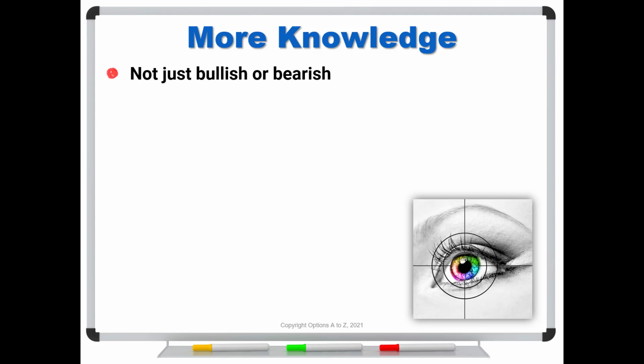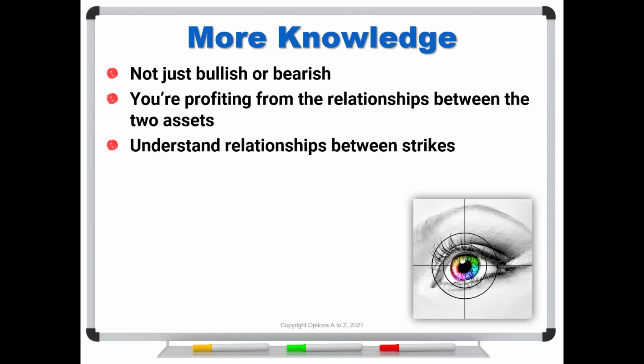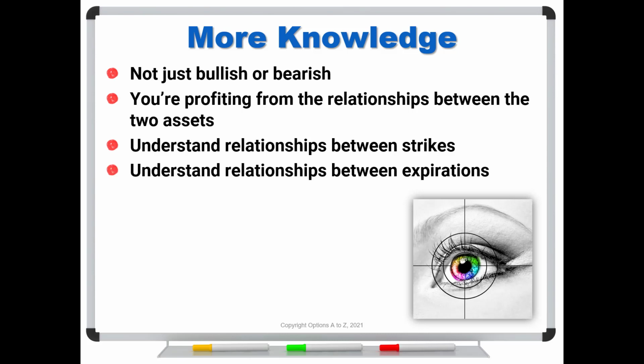That's just the starting point. And again, with the spread, you're profiting from the relationships between the two assets. You have to understand how this spread is going to profit from one asset going up and the other going down. And that's a lot different from just saying that you're bullish. You also have to understand the relationships between the strikes. And you must also understand relationships between expirations, because all of these are going on, especially with your decisions. Which strikes should you use? How wide should they be? Which expirations? The decisions are not always so easy.